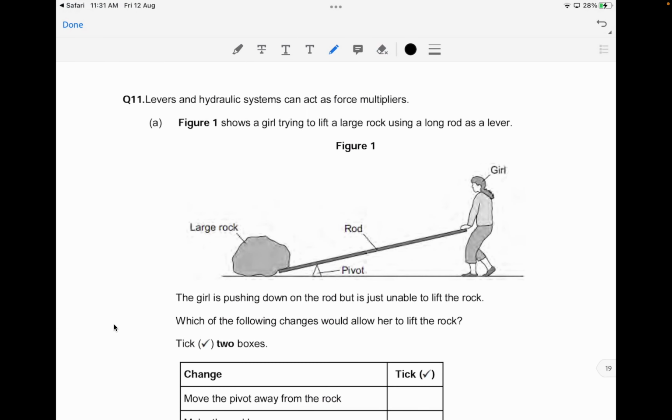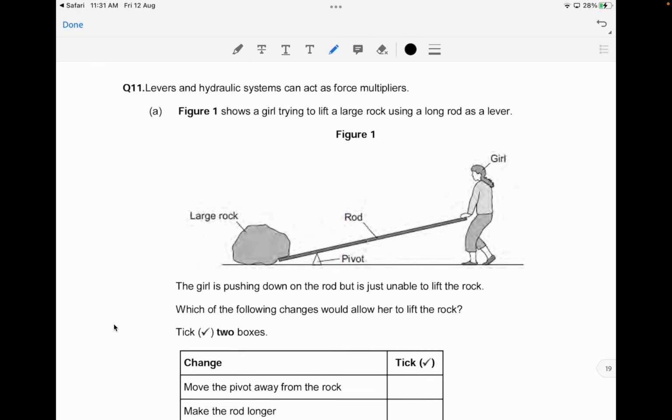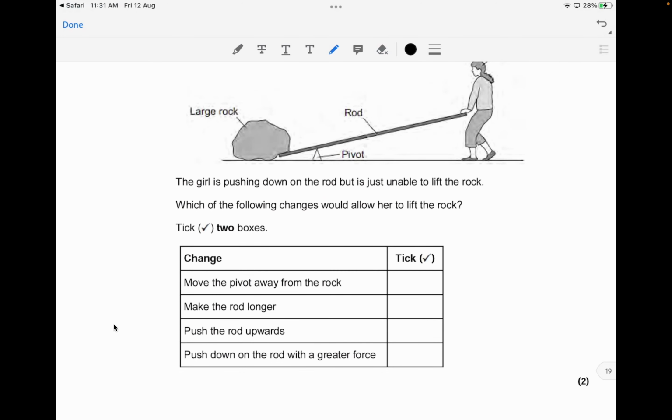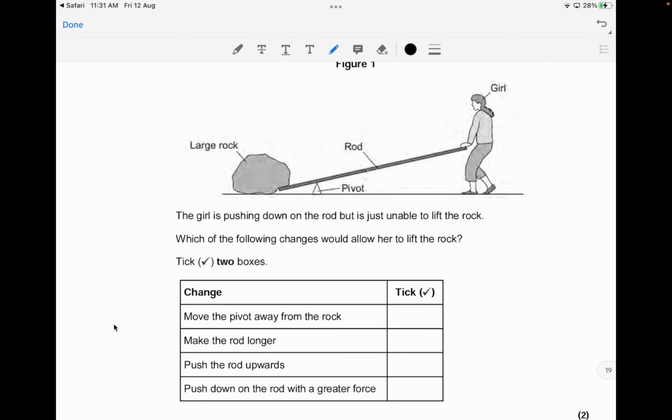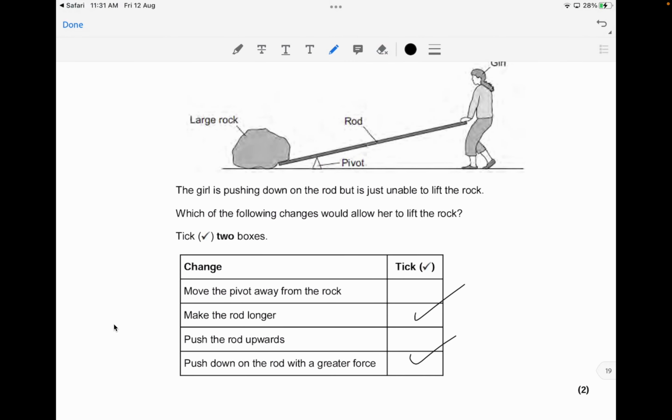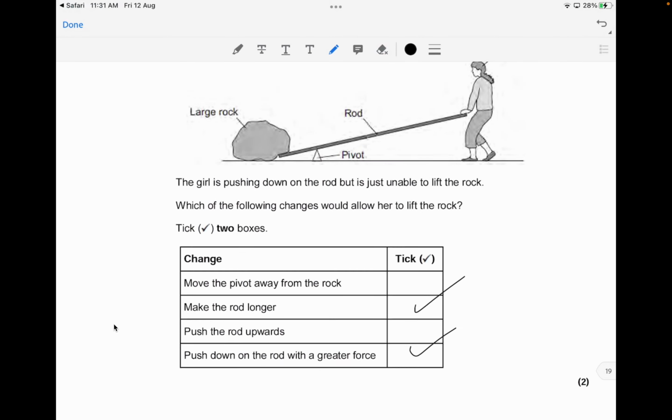Now the next question shows levers in hydraulic systems. You have to tick 2 points or changes that will allow her to lift the rock more easily. So the 2 changes are that you have to make the rod longer and you have to push down on the rod with a greater force. That's the only way it's going to work.